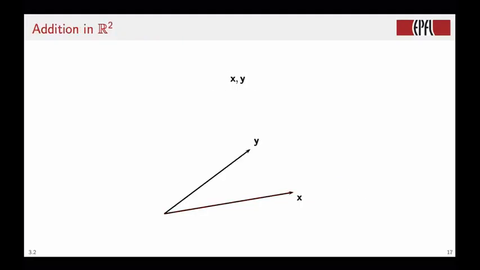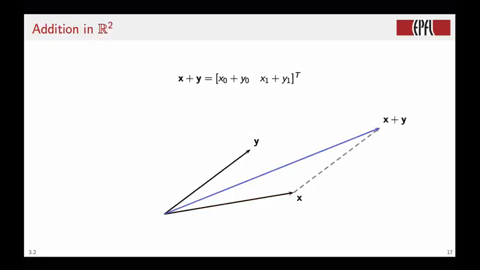Addition of vectors. So we have our two vectors, x and y. The sum is, we put y on top of x, and we get the sum here, x plus y. Okay, in terms of coordinates, very obvious what's happening. You add the individual coordinates, x0 plus y0, x1 plus y1.